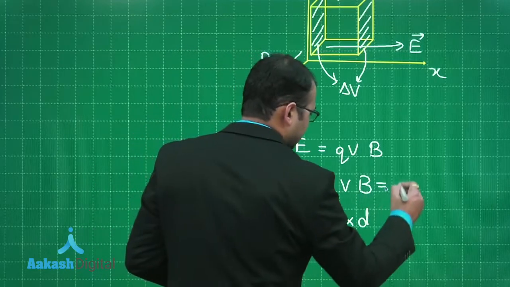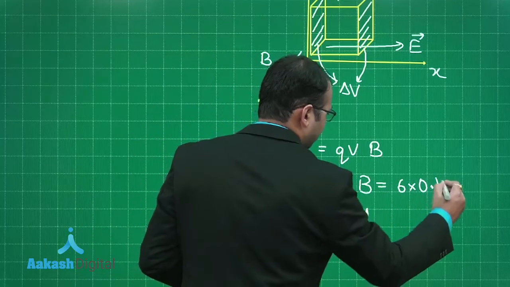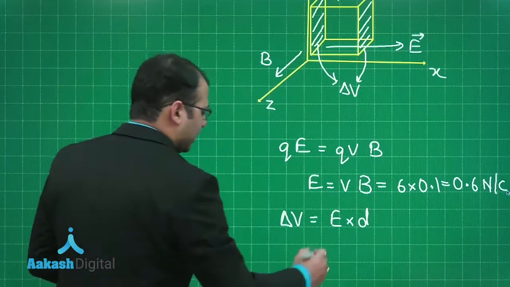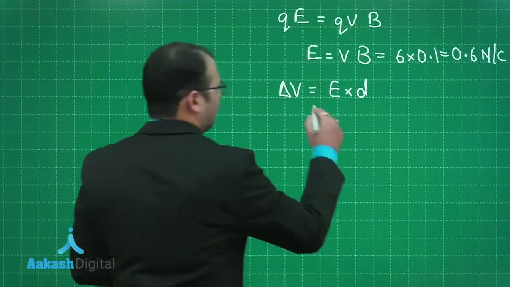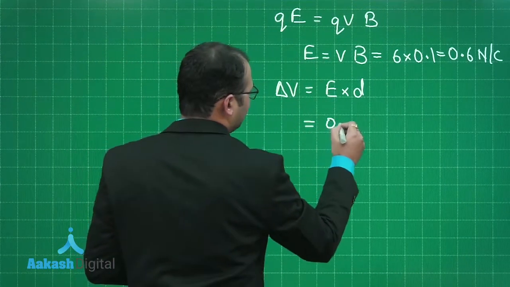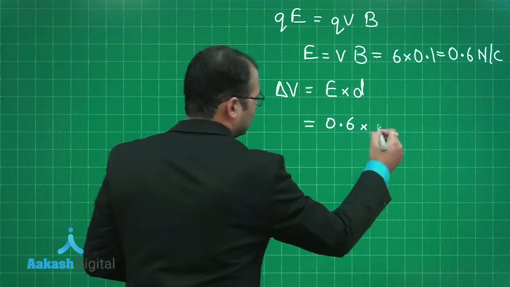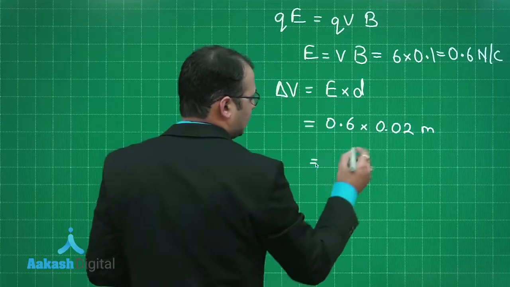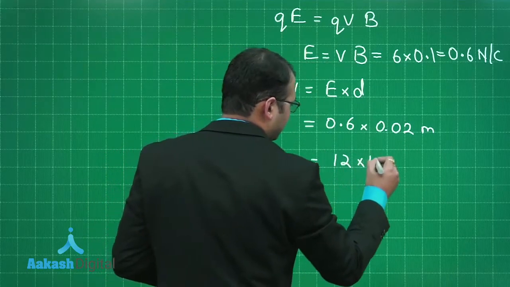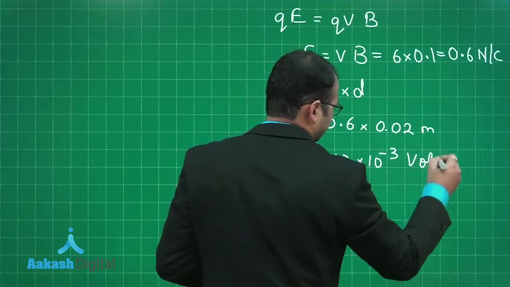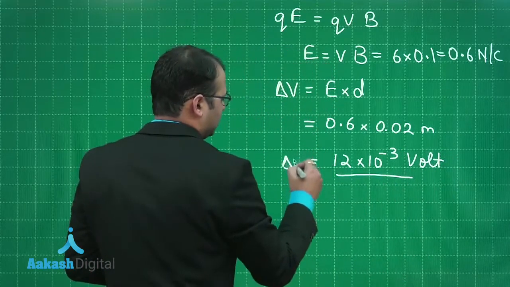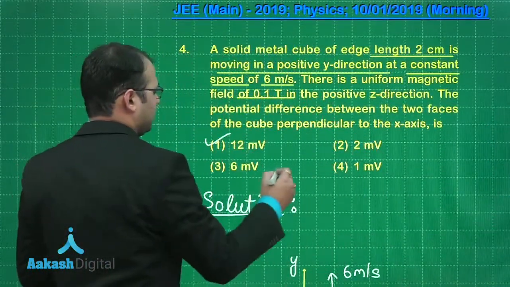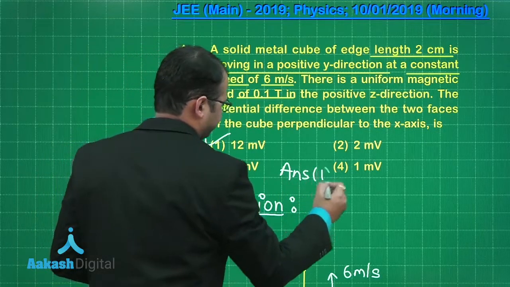So what is the field here? 6 into B, which is 0.1, that would be 0.6 Newton per coulomb. This is the electric field, and the delta V, that is the potential difference, I am talking about the magnitude, would be 0.6 into the length, which is 0.02 meters, right? So this you will get to be 12 into 10 to the power minus 3 volts. So let's see what is the best option for this question. As you can understand from the options, option number 1 is the best answer for this question.